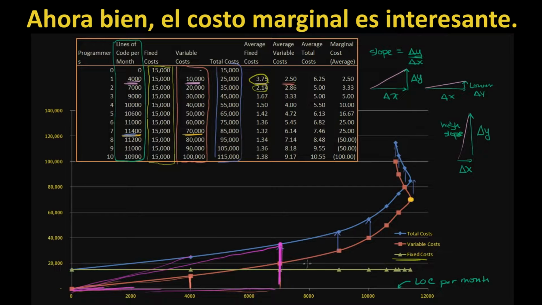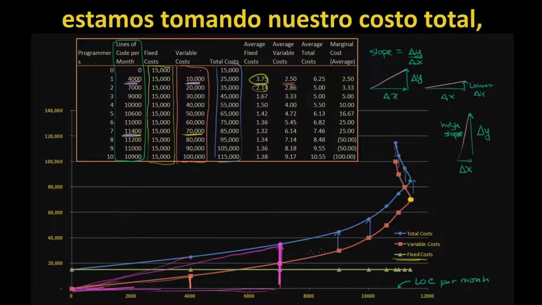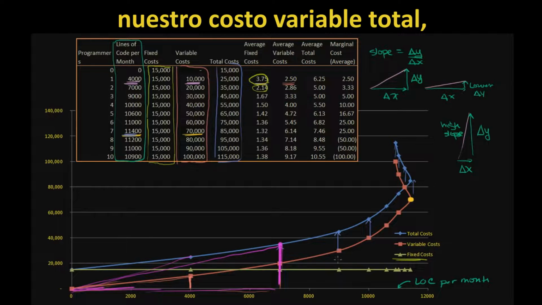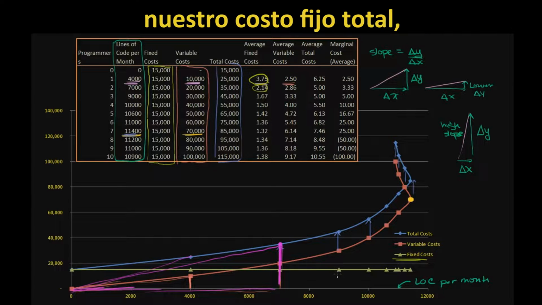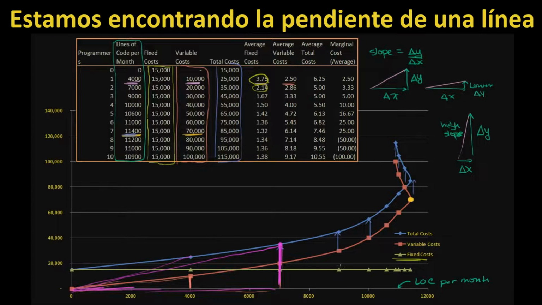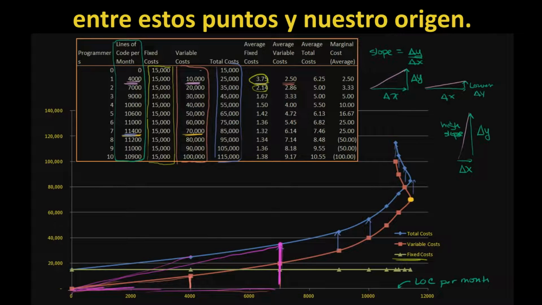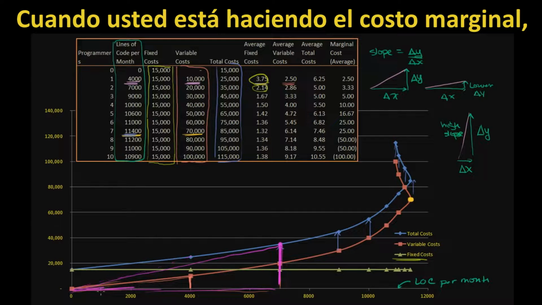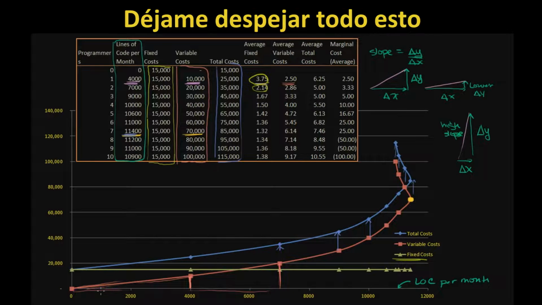Now the marginal cost is an interesting one. All of these other ones, we're taking our total variable cost, our total cost, our total fixed cost, and dividing by the total amount of code. So we're essentially finding the slope of the line between these points and our origin. When you're doing the marginal cost, you're doing something different. And let me clear all of this out so that we can clear things up.